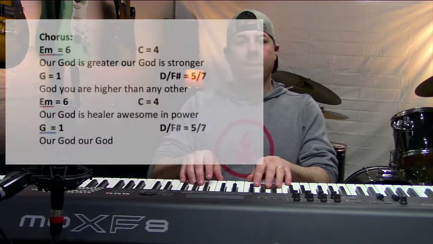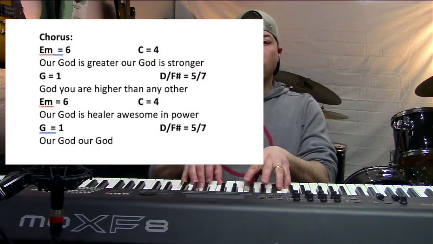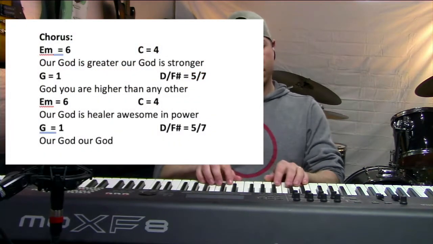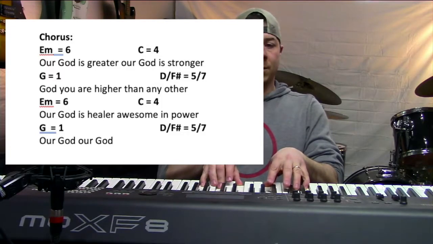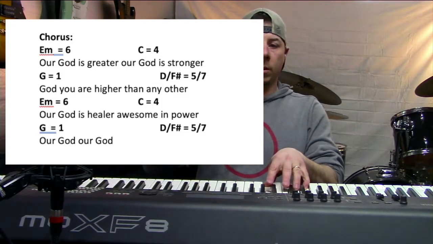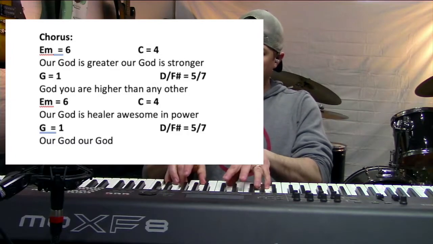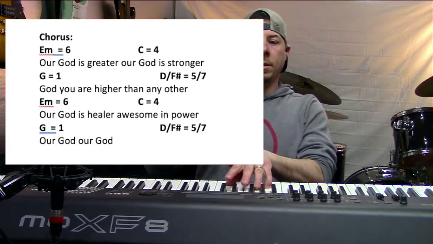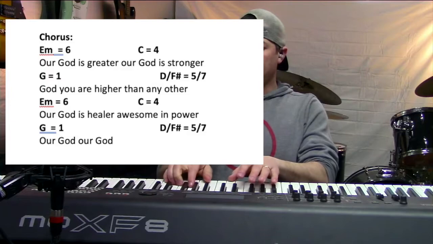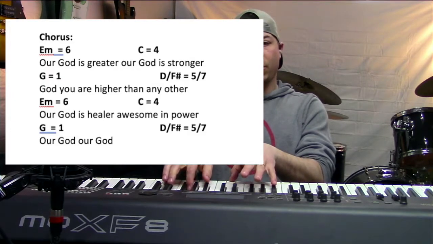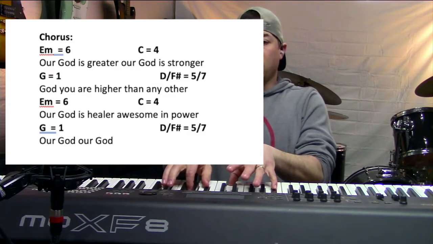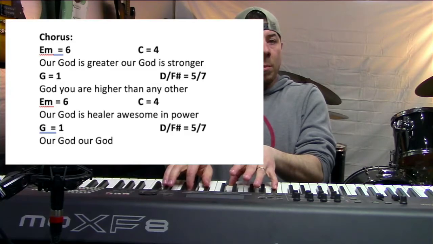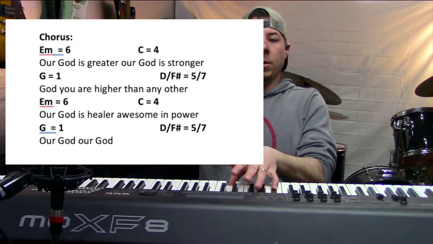Let's look at the song Our God, and let's transpose it together. So we have E minor, which is 6. We've got C, which is 4. We've got G, which is 1. And then to give it a little bit of style, we're going to do a walk down to 5/7, which is a D with an F sharp bass, so 5/7.